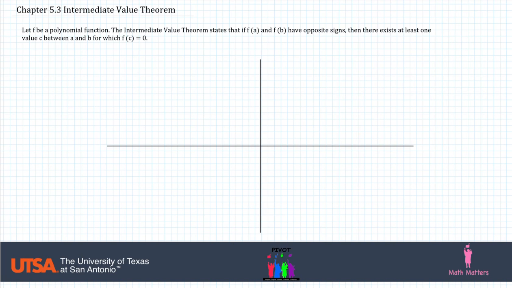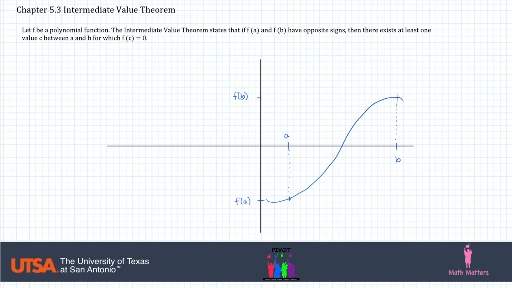And it seems a little intimidating at first, but if we draw it out, then it might make a little more sense. So let's say we have some function that looks like this. And then we're given some interval a to b. So if we locate over here, we have f of a right here. And then we have up here f of b.